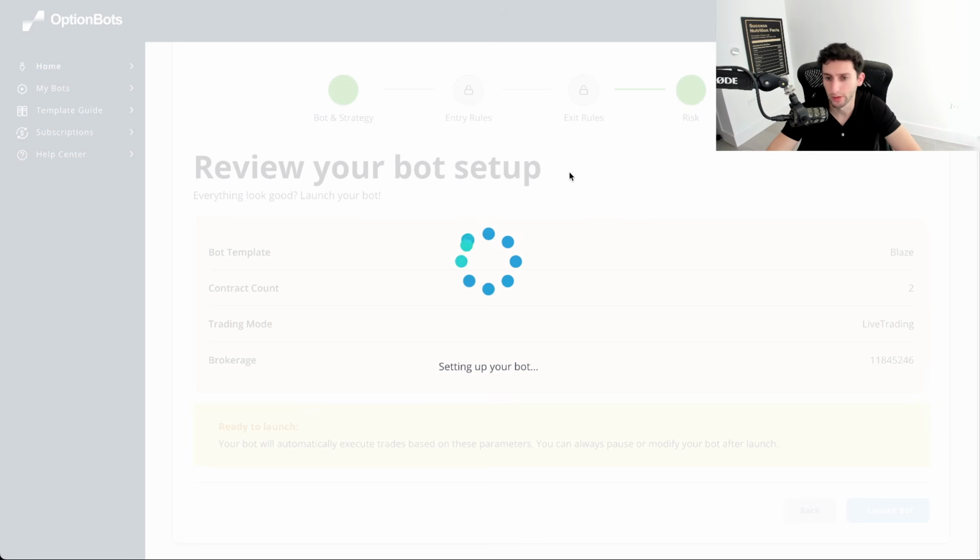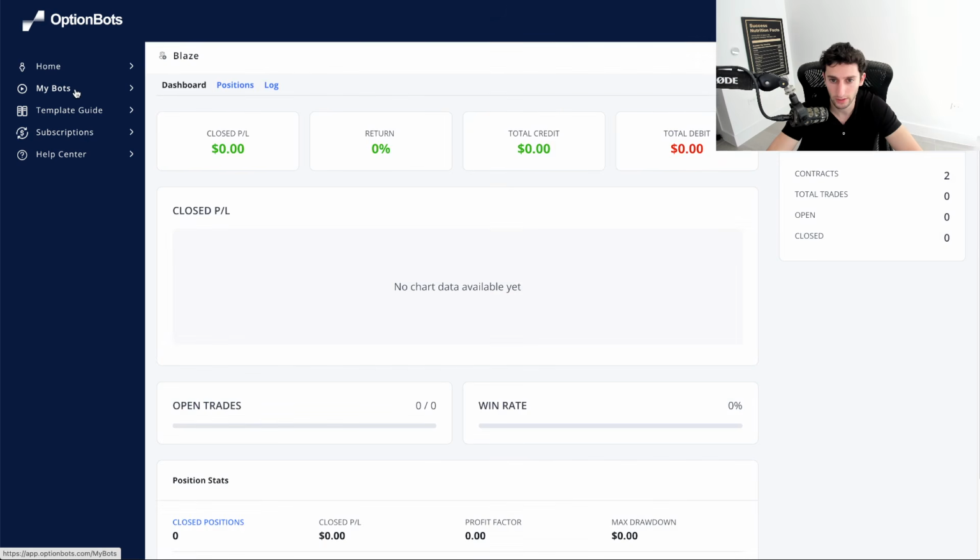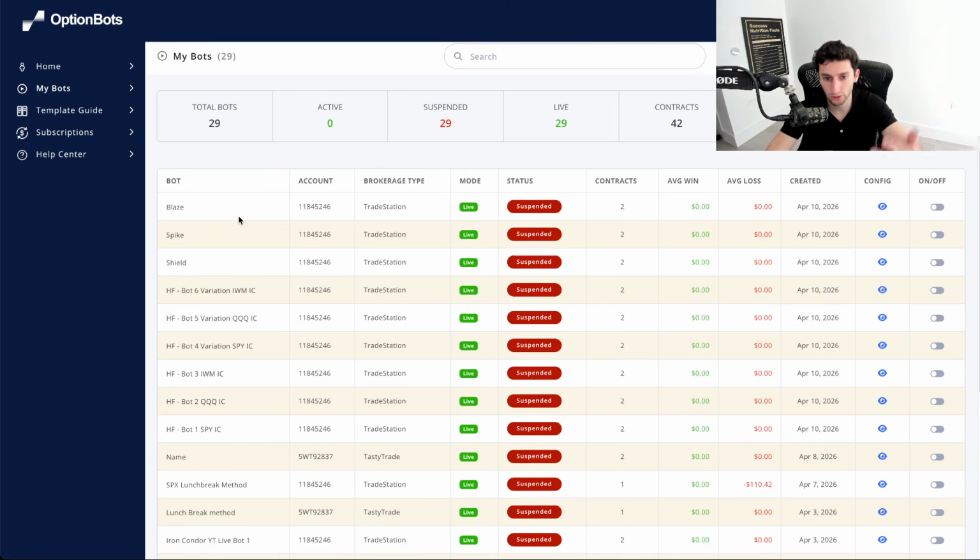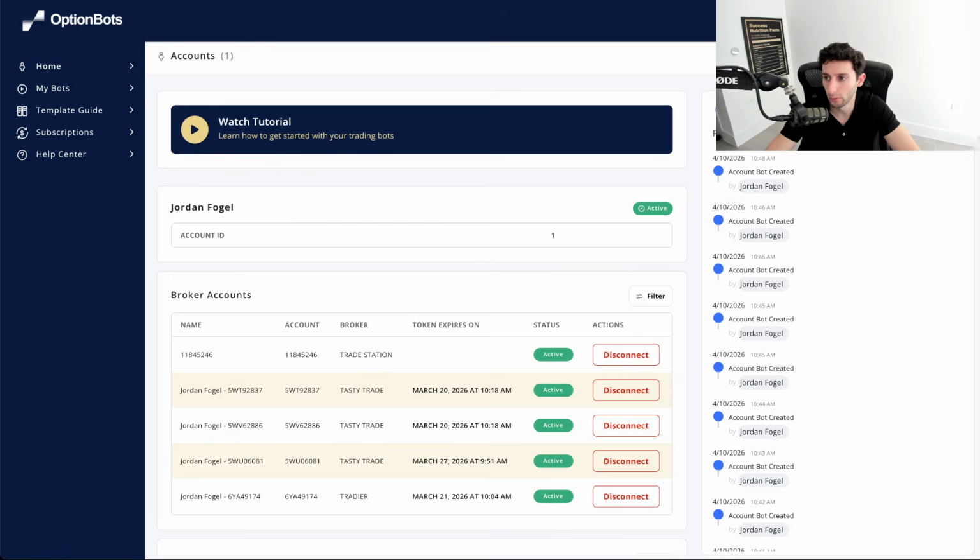Sometimes you just need to refresh to get it to work. But yeah, this one should be working, and then we should be good to go just like that. All right, so we got Blaze, Spike, Shield. We got those 3 templates that we already made. We got the rest of these. Now we go ahead and build the last ones.